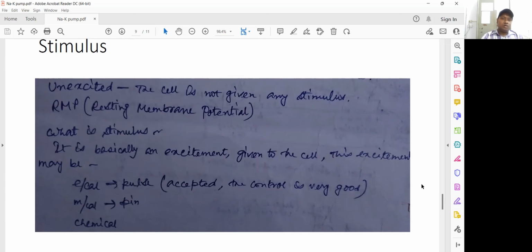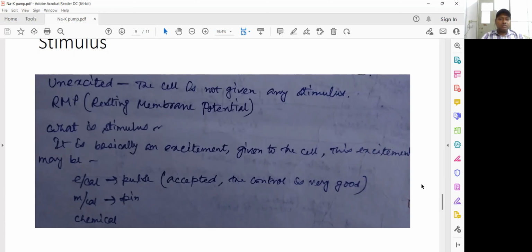So this is called a stimulus, and the stimulus may be of three types. The electrical one is the pulse. It is widely accepted because the control is very good. That means you can control up to how much time or how severe an excitation you can provide. The mechanical one and the chemical one are not so accepted, due to the application control, which is not so accurate. In chemical, it is also not possible to control in a very controlled way.